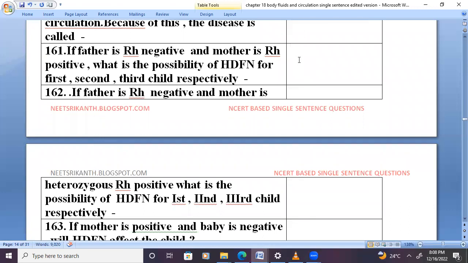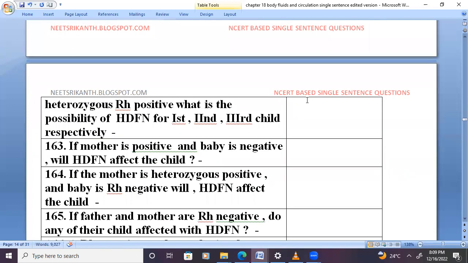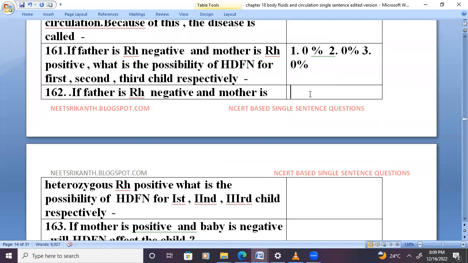The father is Rh negative, the mother is Rh positive. What is the possibility of HDFN for the first, second, third child respectively? First child 0%, second child 0%, third child 0%. If the father is Rh negative and the mother is heterozygous Rh positive, what is the possibility for the first, second, third child respectively? Same, 0%. For all the children, 0%.